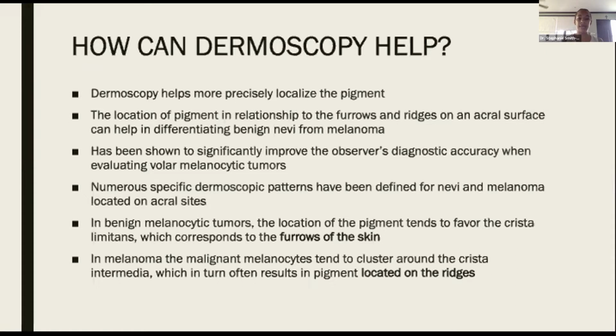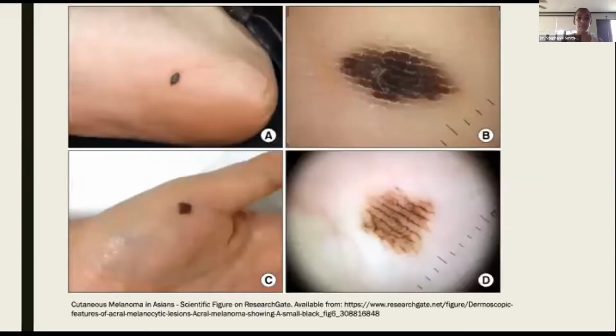So in benign melanocytic tumors, the location of the pigment tends to favor the crista limitans, and this corresponds to the furrows of the skin. Whereas in melanoma, the malignant melanocytes tend to cluster around the crista intermedia, which in turn often results in pigment located on the ridges. So what does all of this mean?